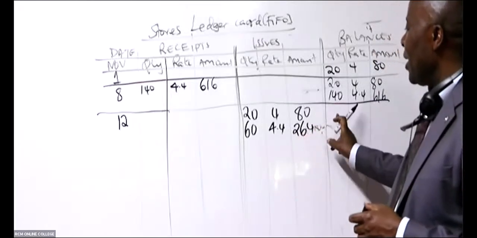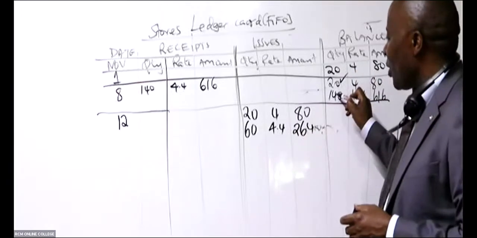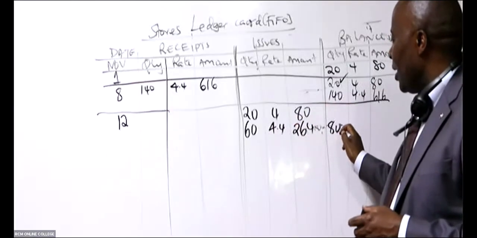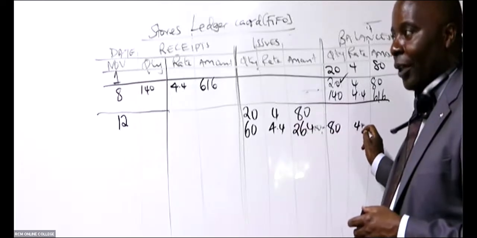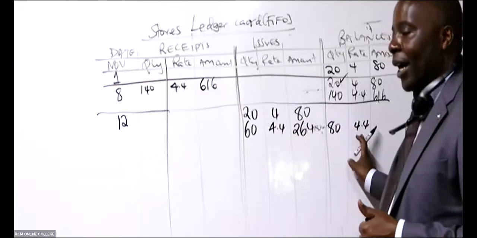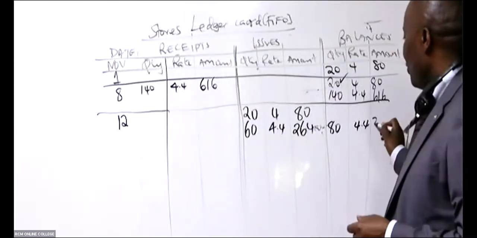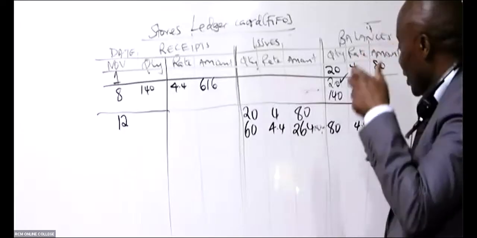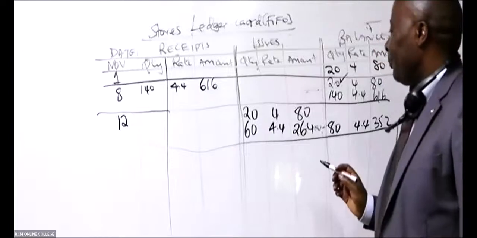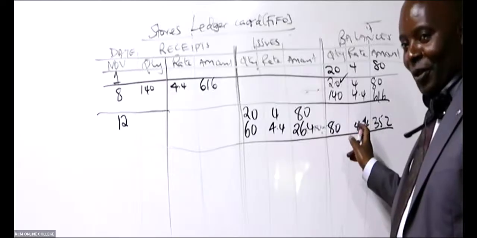So can we kindly update our balance? Remember now 20 has been issued fully. And out of 140, we have issued how many? So then what is left of this? So we are left with 80 at what rate? At 4.4, isn't it? So 80 times 4.4 will give me how much? 352, like that. Then come and underline this. So now remember, you only have one batch, which is 80 at 4.4.